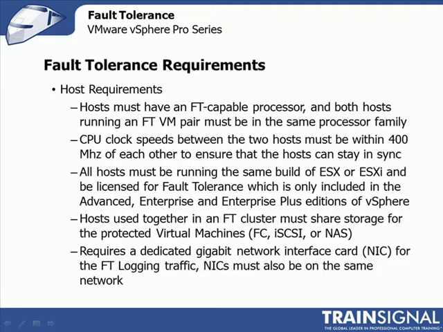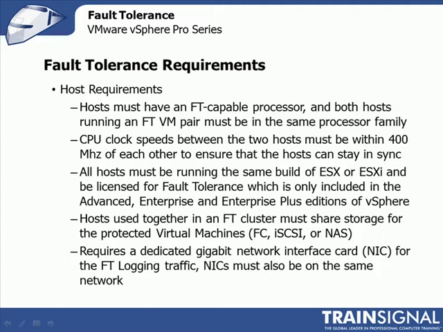There are many requirements for using fault tolerance, so make sure you're aware of them all and that you meet them before using the feature. For hosts, the VT technology used by FT requires the physical processor extensions added to the latest processors from Intel and AMD. In order to run FT, a host must have an FT-capable processor, and both hosts running an FT VM pair must be in the same processor family. In addition, the CPU clock speeds between the two hosts must be within 400 MHz of each other to ensure that the hosts can stay in sync.